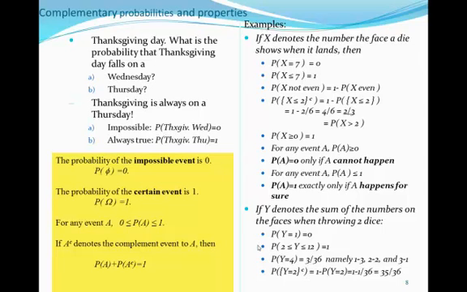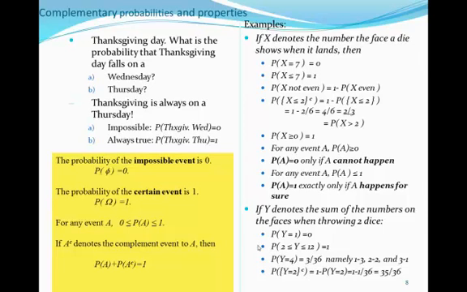If Y denotes the sum of the numbers on the faces when throwing 2 dice, then the probability that Y equals 1 is 0. It's impossible. No matter what faces you get, the minimum you can get is 2. It cannot be 1, so this is an impossible event. The probability that the sum of the 2 faces is greater than or equal to 2 and less than or equal to 12 equals 1. That's a certain event. Whatever result you get, it has to be between 2 and 12.